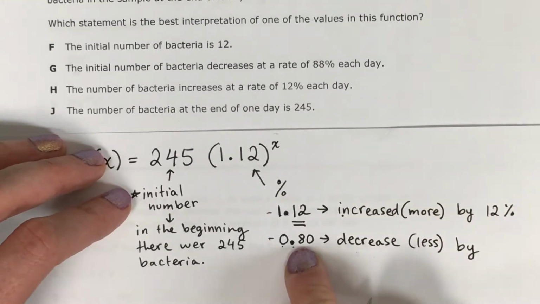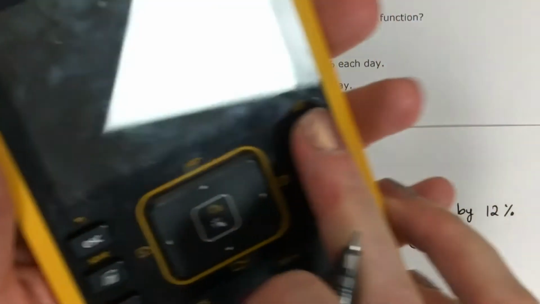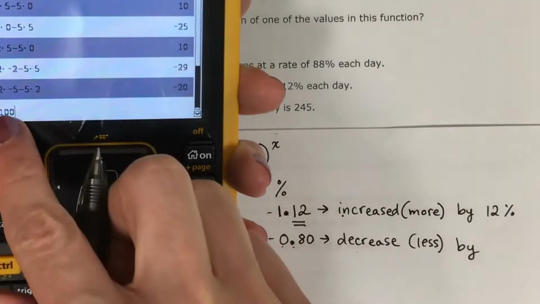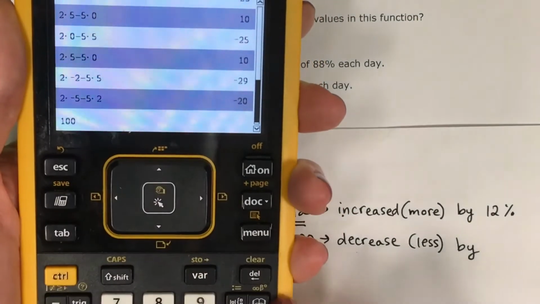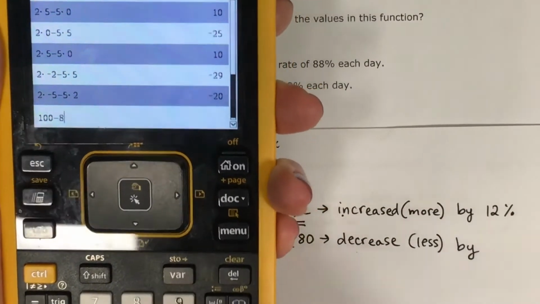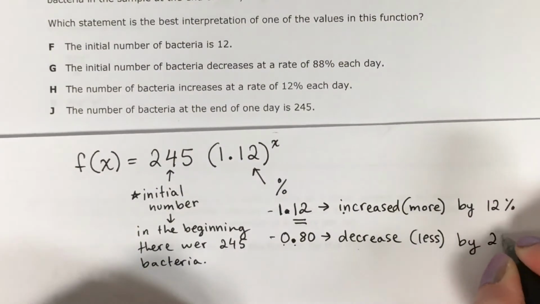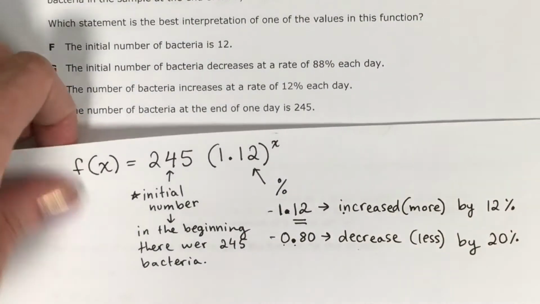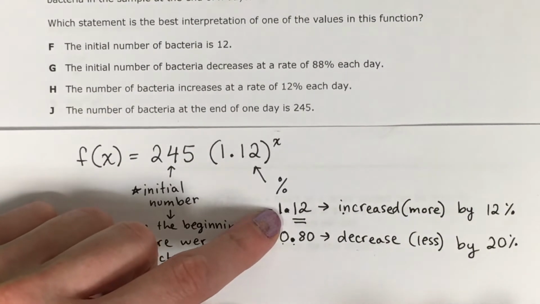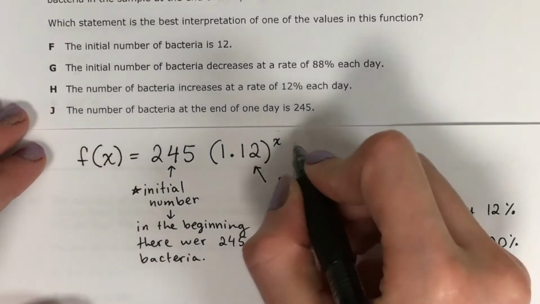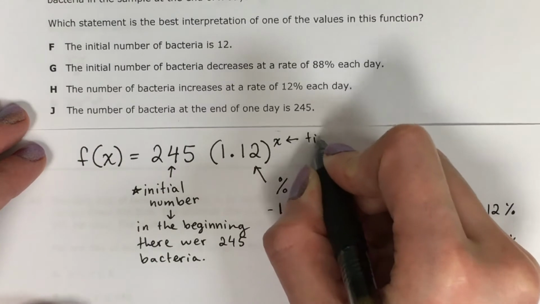So how much do you need to make 100 out of 80? What you do to figure out how much it was decreased, you do 100, always 100, siempre 100, 100 minus 80, 20. So decreased by 20%. So that's what that means. So 1 point means more, 0 point means less, menor. And x is always the time.